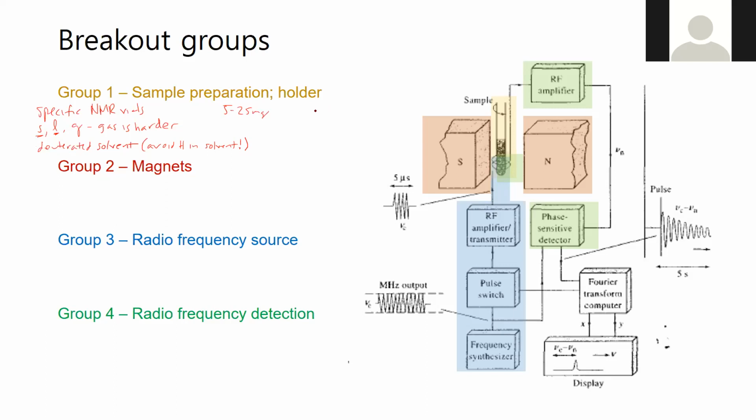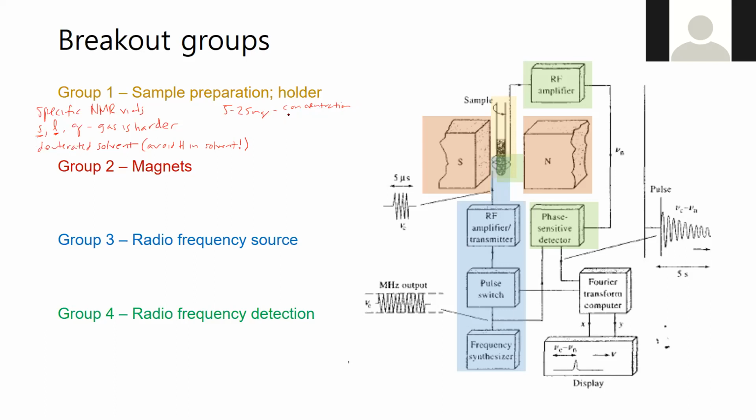In my personal experience, sometimes it is better to have more sample than less, because you may have problems with actually trying to lock onto the magnetic field and shim the magnet, which makes it harder to actually obtain a spectrum.